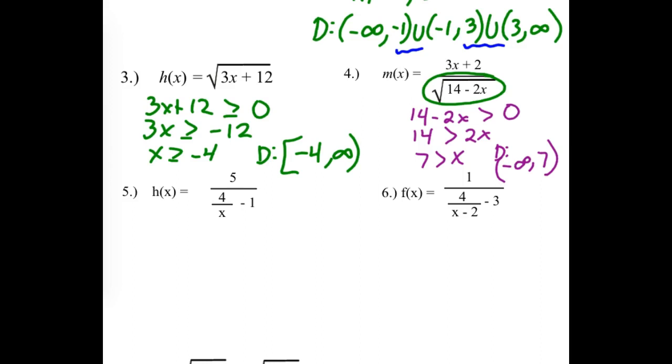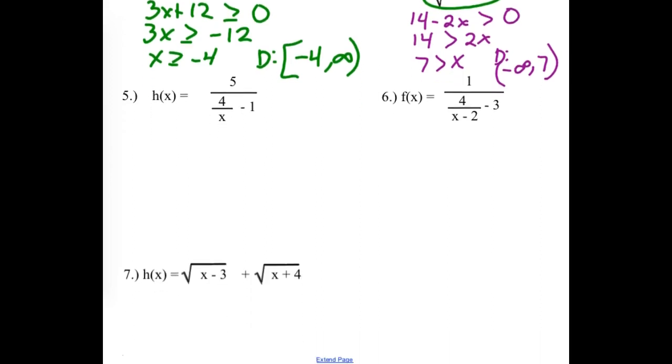Questions on any of the first 4? Denominators can't be, everybody, denominators can't be 0, and square roots can't have a negative under it. Okay. Our next 2 are a little different.